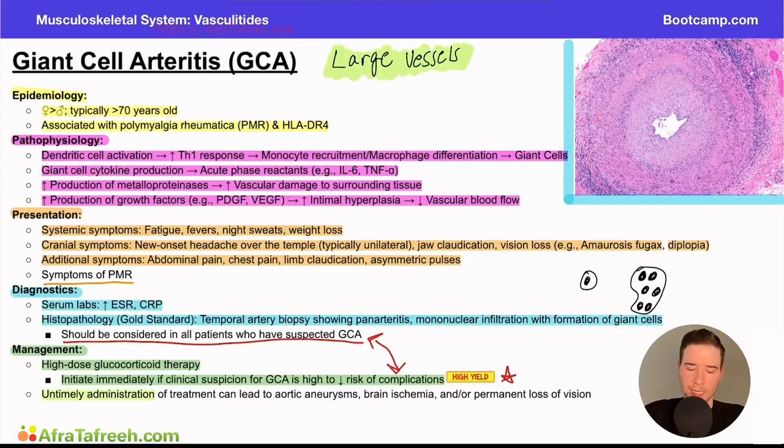And I put it right here on the slide. Untimely administration can lead to aortic aneurysms, brain ischemia, and/or permanent loss of vision. The one I see them test the most is the permanent vision loss. However, all of these things can occur, and these are very serious complications.